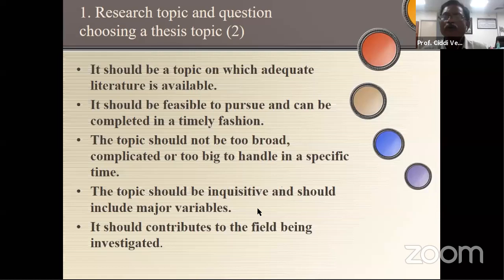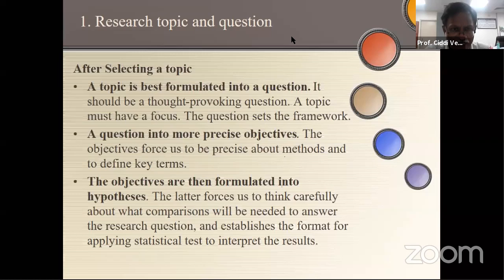So this topic should create some interest, some curiosity for the researcher: what am I going to benefit, or what is going to happen. And it should contribute to the field being investigated. So the area you take, you should be able to become a unique researcher who is contributing a unique theory. After selecting a topic, the topic is best formulated into questions.